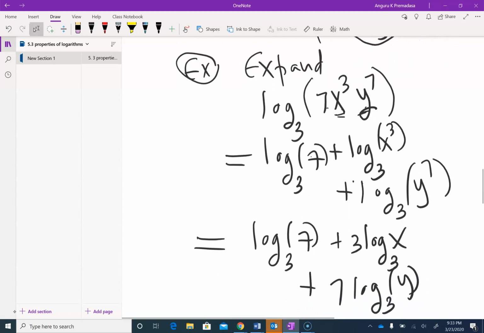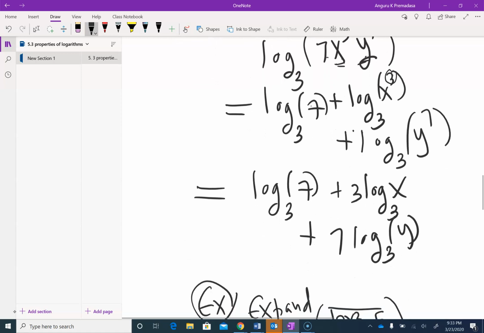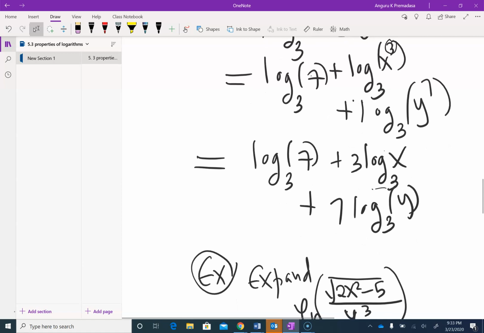There's nothing you can do for this, so you leave it alone. But here you have a power, and you can use the power rule to bring that forward. So it's 3 log of x. And here you have a 7 again, and you can bring that forward. So now you have the whole thing in terms of log x and log y. Of course, you can't do anything to this, so you leave it alone.